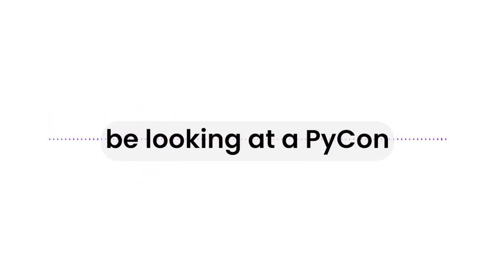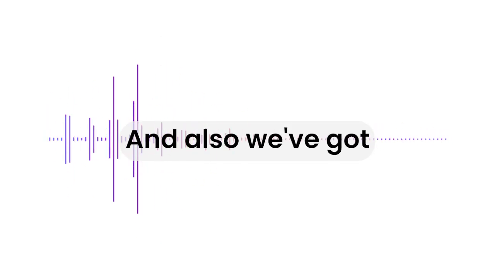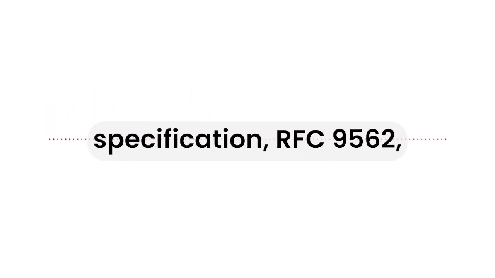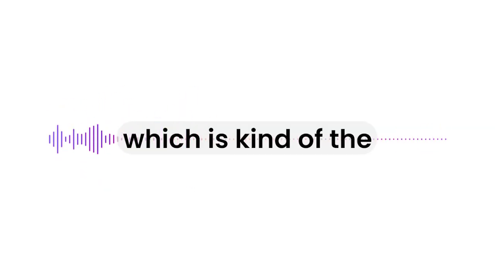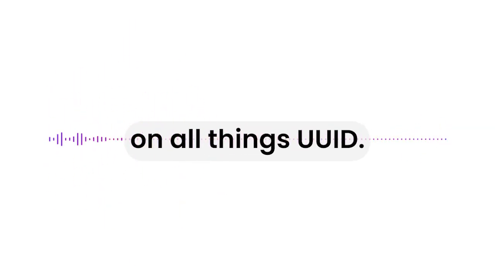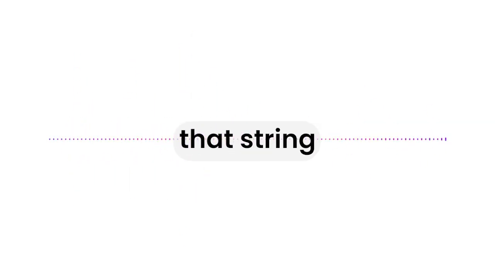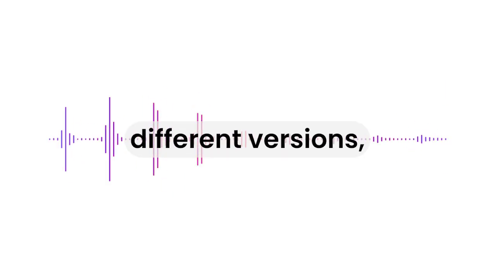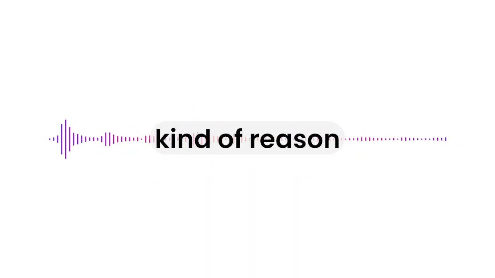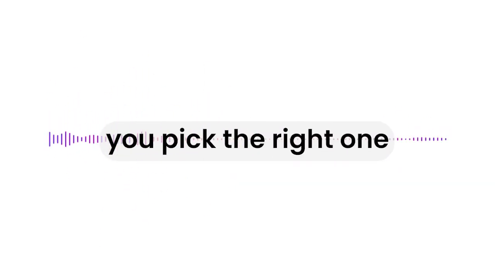We're going to be looking at a PyCon AU talk by Tom Eastman. And also, we've got the official UUID specification, RFC 9562, which is kind of the source of truth on all things UUID. Perfect. Everyone's probably seen a UUID, that string of letters and numbers, but maybe not everyone knows that there are different versions and each version has its own reason for existing. Exactly. Understanding those different versions and why they exist can really help you pick the right one for your application.